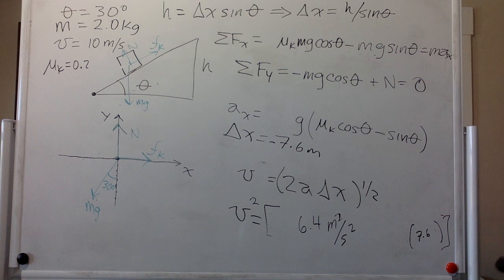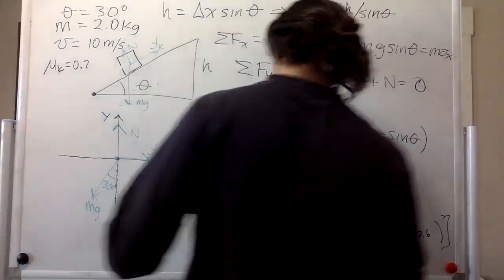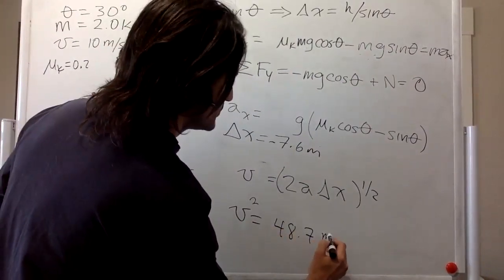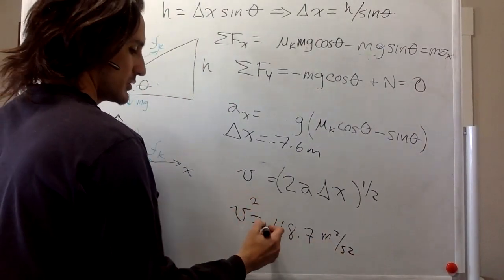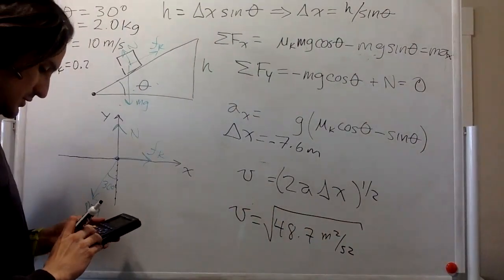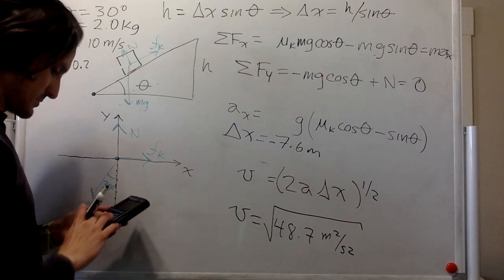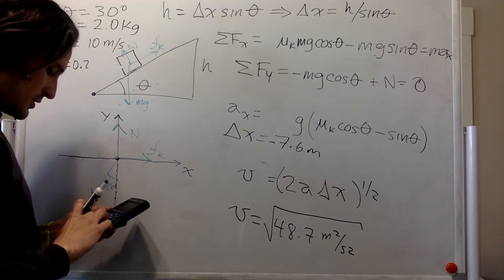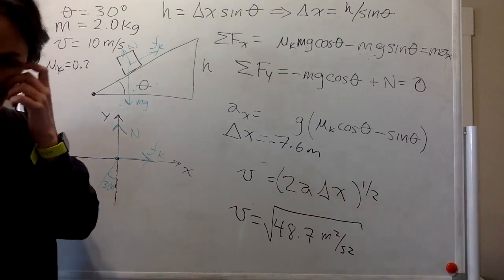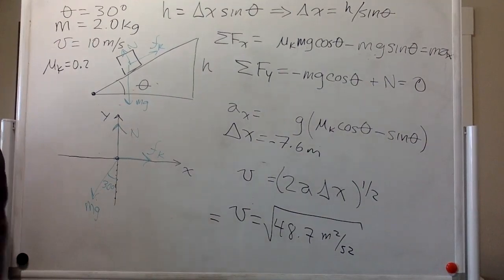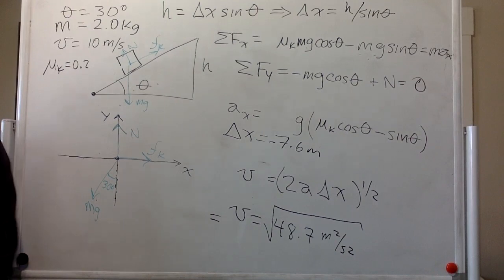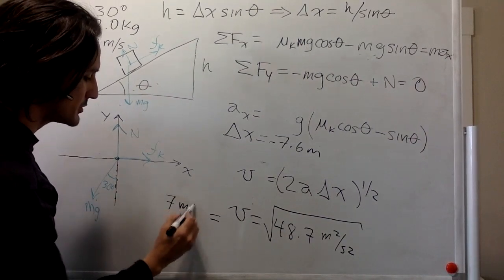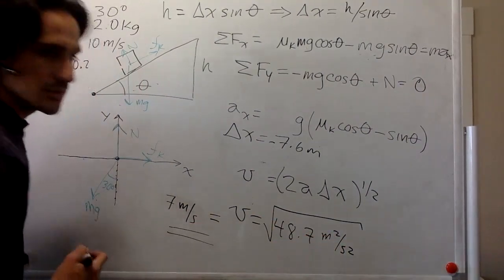And this one is 48.7 meters squared per second squared. And now we can take the square root of these to get the velocity. So that is 6.97. So this is pretty close to 7 meters per second. And this is the first answer.